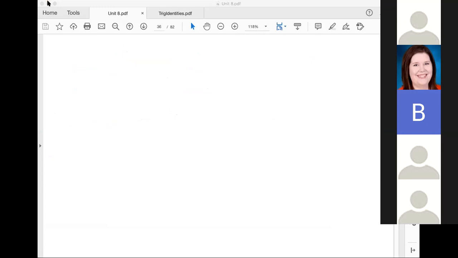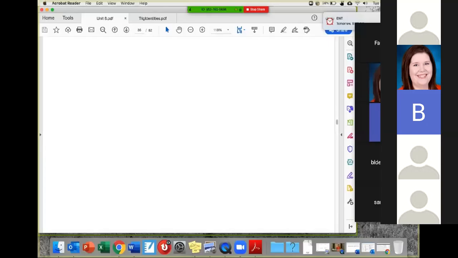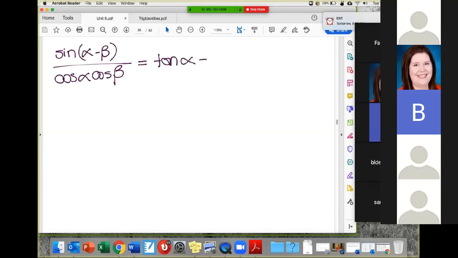Let me pull up my trig sheet. All right. No, can't do that right now. Okay. Let's do as another example, sine of alpha minus beta over cosine alpha cosine beta. We're going to prove that that is equal to tangent alpha minus tangent beta.